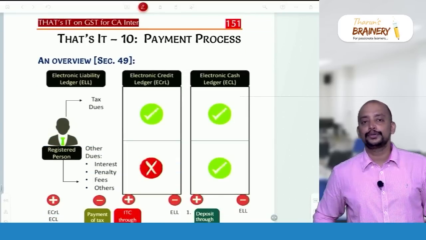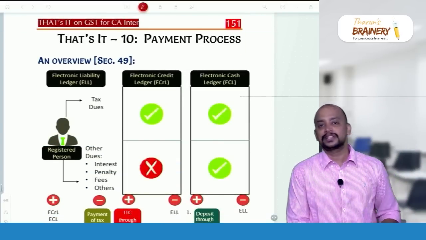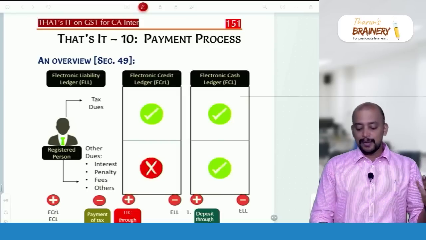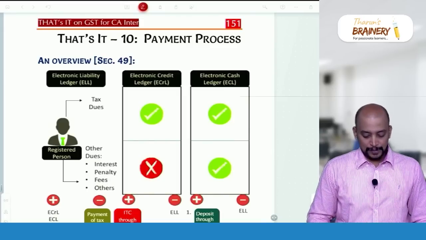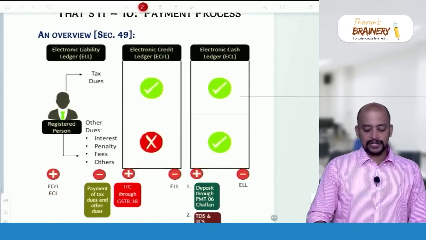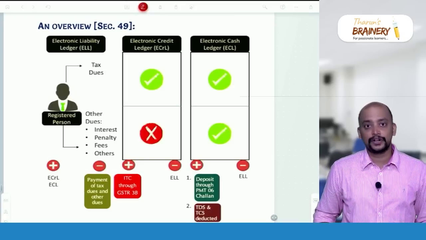Now we are moving on to the remaining area, that is the small topics that we have, like payment process, returns and other miscellaneous topics. So have a look into this. Payment process: we have two sections here, section 49 and section 50.